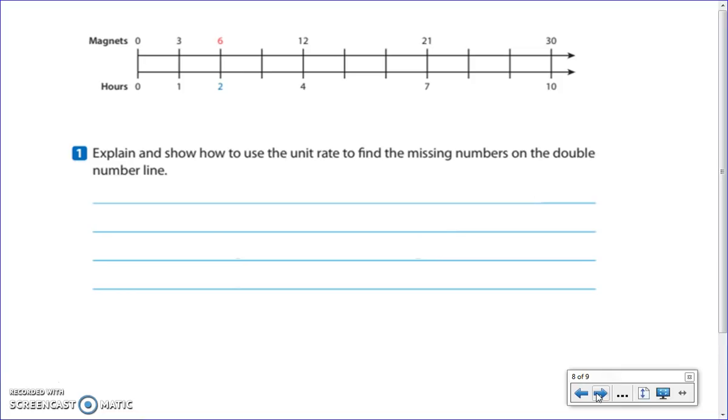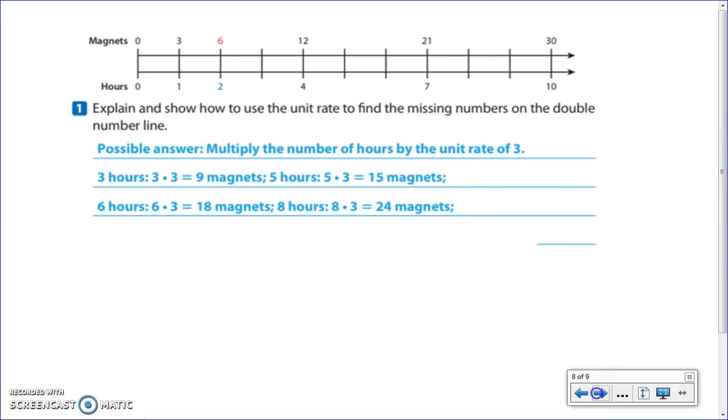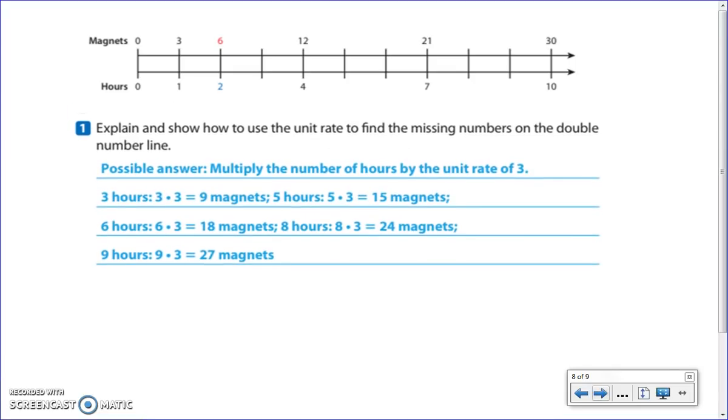And so it says to explain and show how to use the unit rate to find the missing numbers on the double number line. That's kind of what I just walked you through there. Either I could multiply the number of hours by 3, or I could divide the number of magnets by 3 to find the number of hours. And that's all based on the unit rate.